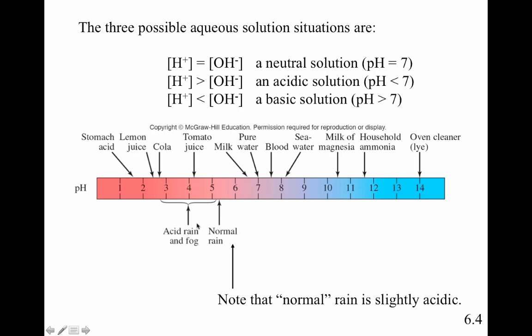Note here that normal rainwater is acidic. We're going to talk about that in the next learning module. There's also something that we call acid rain and acid fog, which is even more acidic than normal rain.